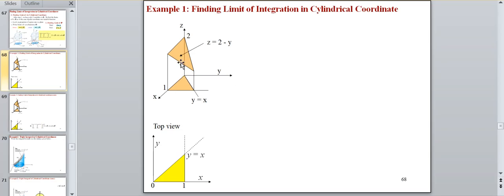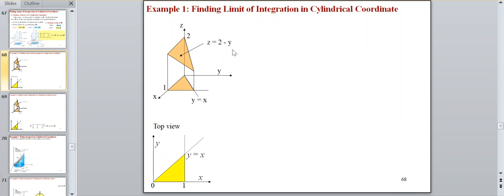This is the region D, the bounded region D. So you can see, from below, this is bounded by the xy plane, or we can say a portion of z equals 0, as if we are using the Cartesian system. So z is from 0 to this plane. What is the equation of this plane? z equals 2 minus y.